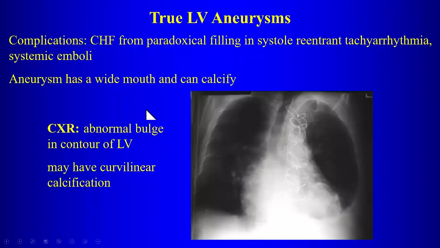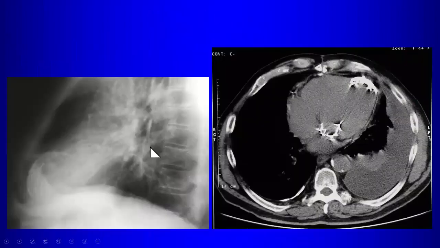So other problems are the complications of this. In addition to developing clots, which can result in emboli, arrhythmia can be another complication. And if they get large enough, paradoxical filling of the true aneurysm, instead of the cardiac output going out into the aorta, actually goes into the aneurysm. So that can also be a complication of these true aneurysms.